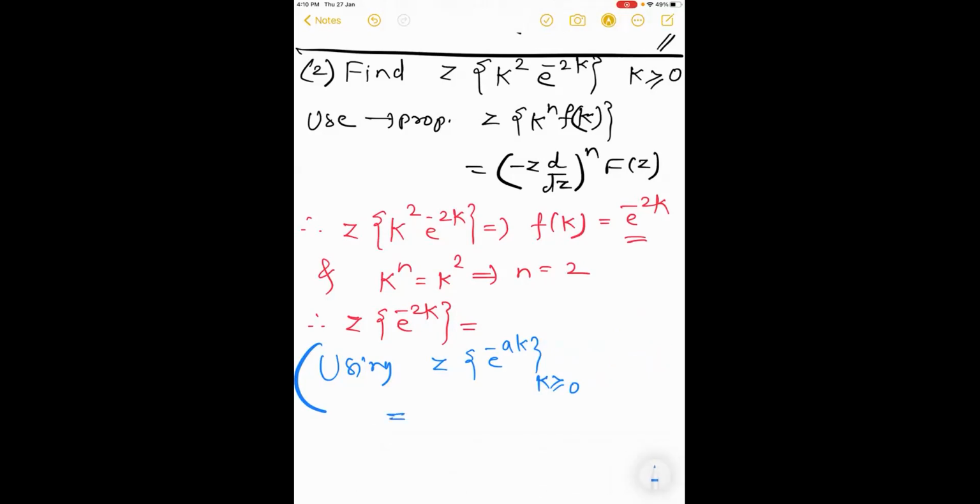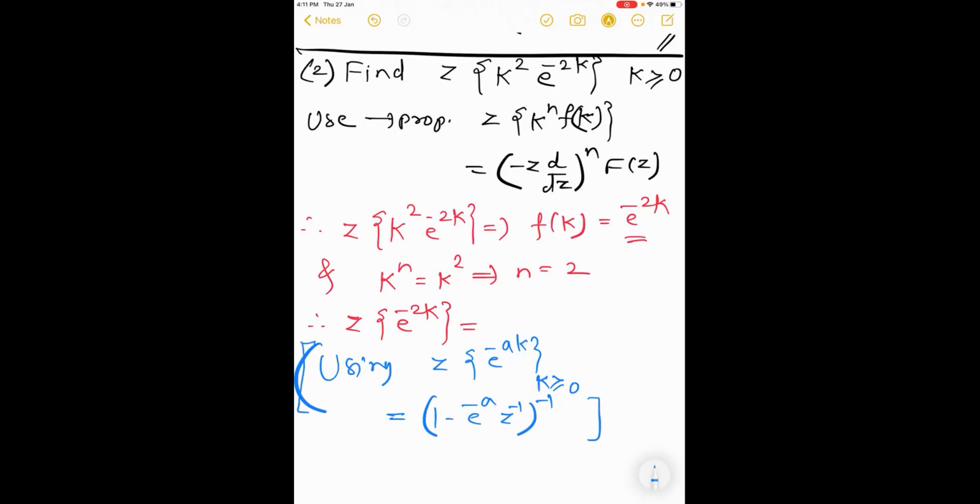It's equal to the Z transform of e raised to minus ak, which is 1 upon 1 minus e raised to minus a into Z raised to the power minus 1. This is actually the answer for the transform of e raised to minus ak. So we will use this. So this is the answer for F(Z).